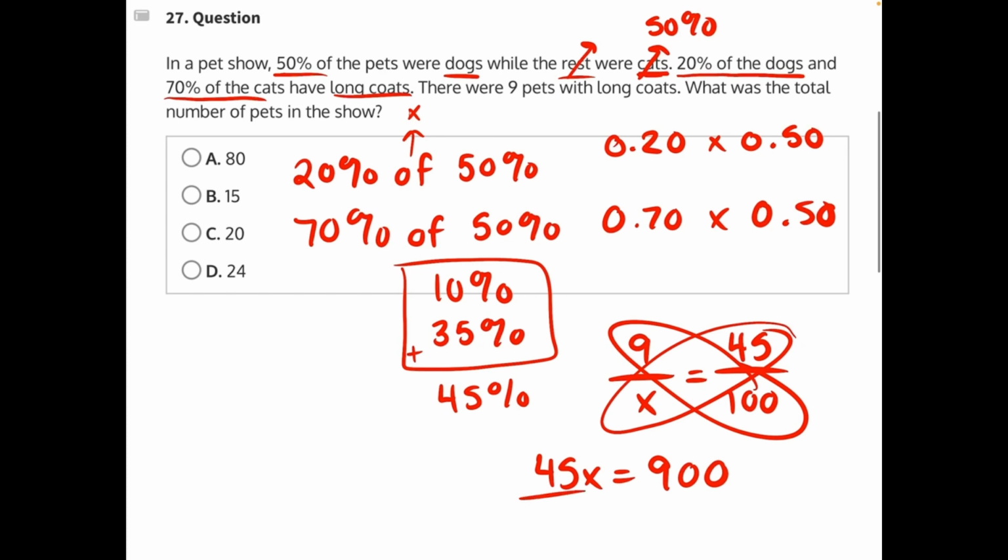Then we do opposite operations. We divide both sides by 45. These 45s will cancel, leaving us with x equals 900 divided by 45. How many times can 45 go into 900? 45 can go into 90.